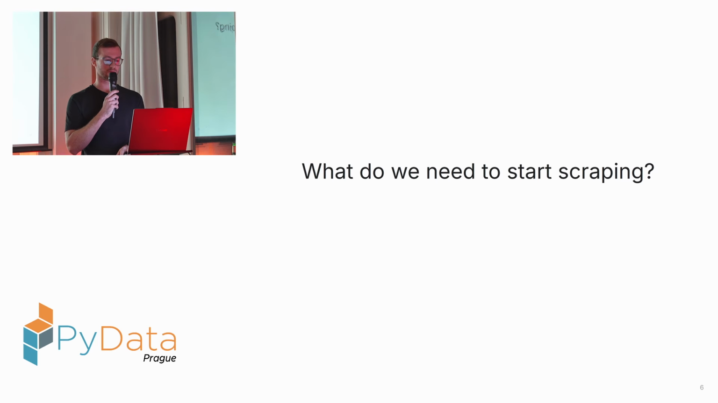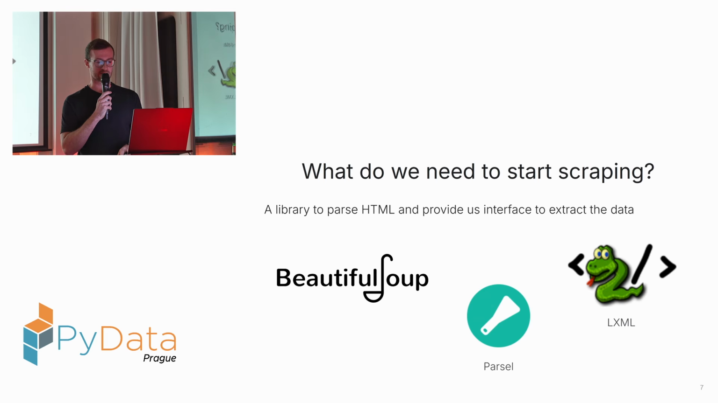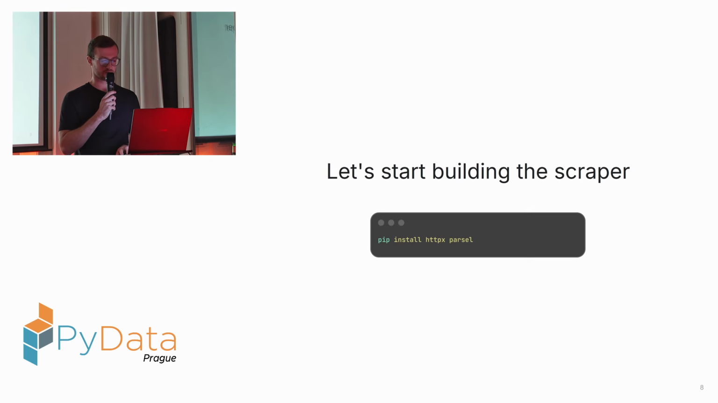So let's begin. What do we need to start scraping? First thing is something that will handle the HTTP communication for us. In Python, we got many options: requests, HTTPX, AIOHTTP. I believe you know these tools. And we also need something that will parse the HTML for us. Again, Python gives us several options: Beautiful Soup, Parsel, or just more low-level lxml. So let's pick one of these tools and start building a scraper.